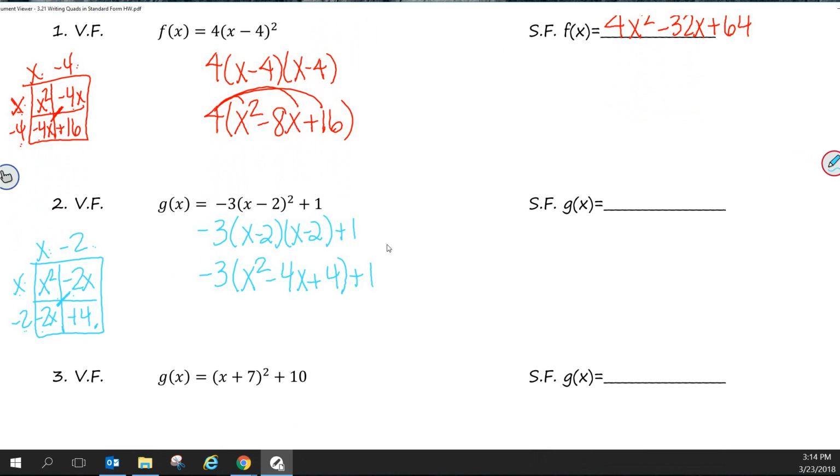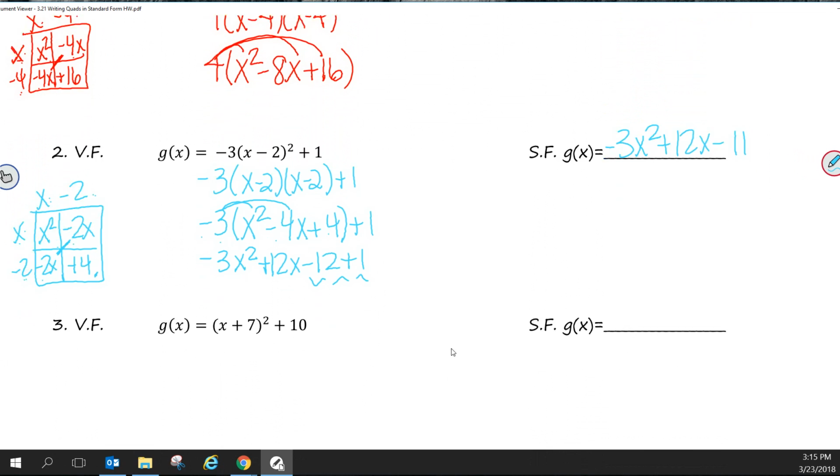All right, once I've got the binomial turned into a trinomial by multiplying them, I'm going to distribute this negative 3. So I got negative 3x^2. Negative 3 times negative 4, negative times negative is positive, 3 times 4 is 12x. And then negative 3 times 4 is negative 12 plus 1. And then our last step is we've got 2 like terms here. So negative 3x^2 is going to stay the same. Plus 12x stays the same. And then I've got negative 12 plus 1. That's negative 11.